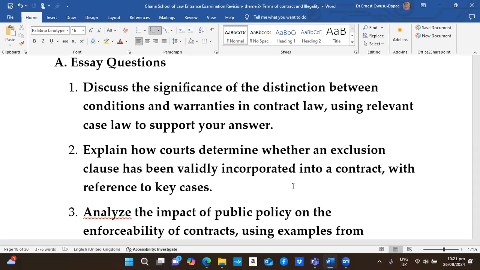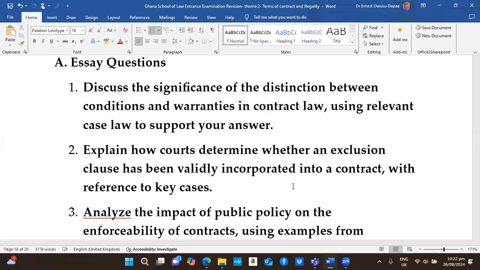So the main distinction, as we have said, is that where a condition is breached, it creates the right to terminate the contract, the right to sue for damages, and the right to set up the breach of the condition as a defense to any action for specific performance which may be brought by the defaulting party. On the other hand, a warranty does not entitle you to terminate the contract. The contract will have to continue. You have to continue observing your obligations under the contract, except that you can sue for damages for the breach which has occurred.